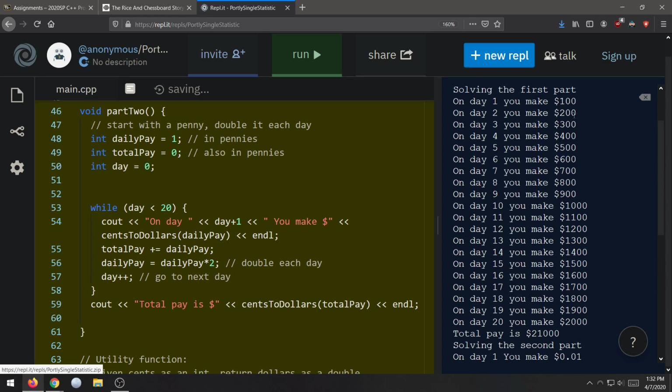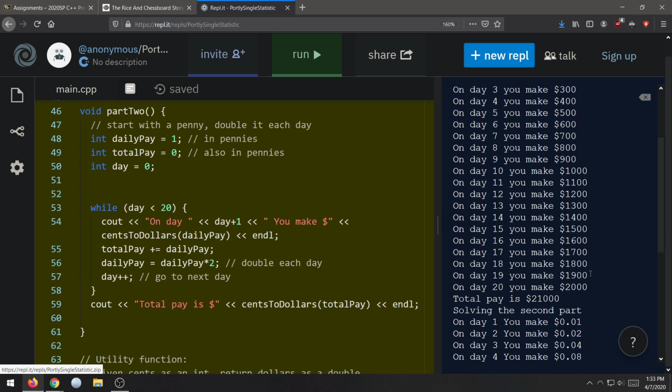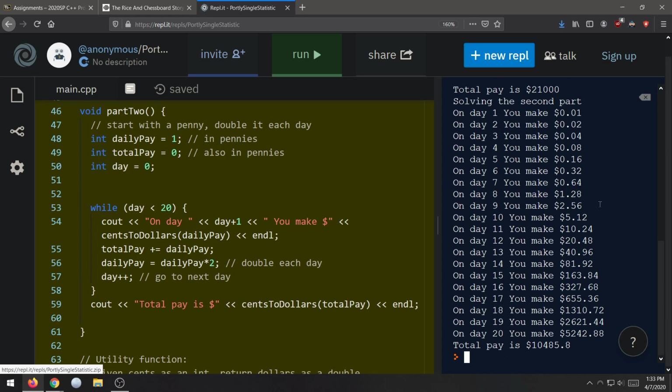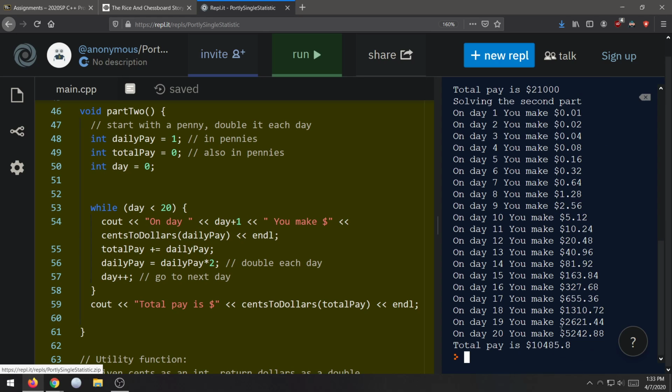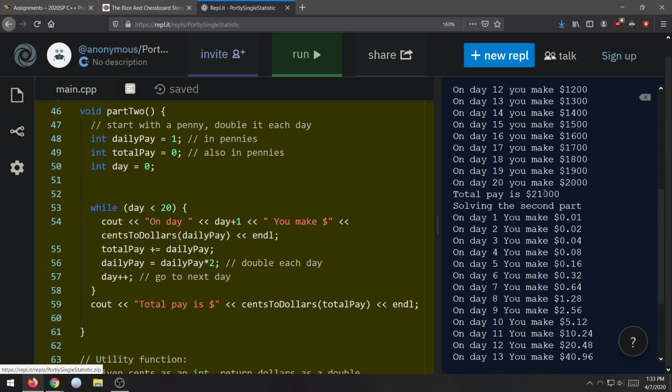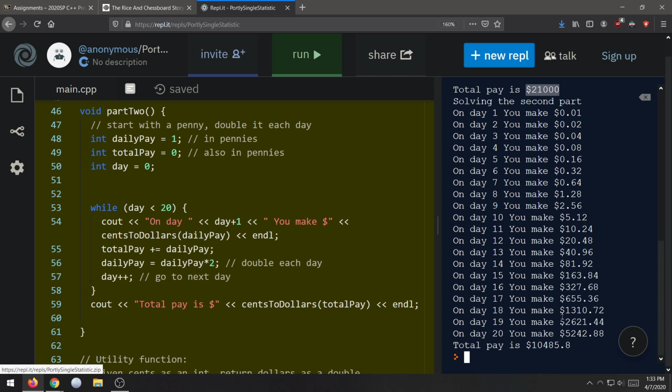All right, so solving the first part, I get up to $2,000. So on the total at the end of the day, I get $21,000. Pretty good deal. Okay, now solving the second problem. On the last day, day 20, I make $2,000 on day 19, I make 2,600, and on day 20, I make 5,200. So 10,000. So you see here, even though I start making more money per day, because it's getting bigger, I started off so small. My total pay here is 10,000. So still a better deal to take the $100 a day.